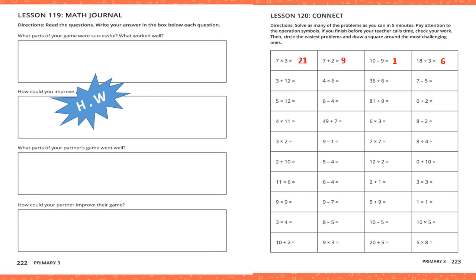3 plus 12 equals 15. Super. 4 times 6 equals 24. 36 divided by 6 equals 6. The last one, 7 minus 5 equals 2. Complete this page as homework.